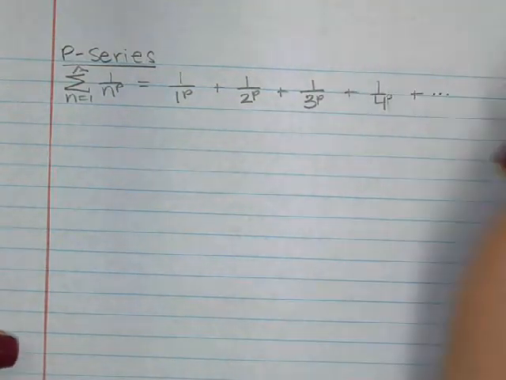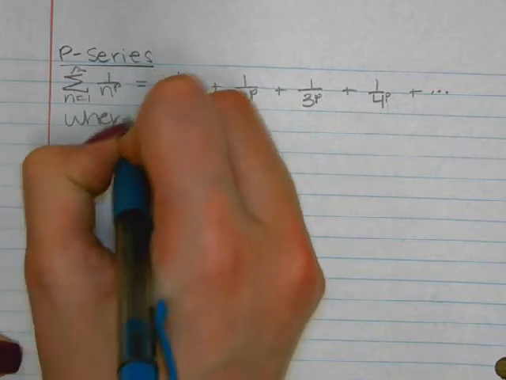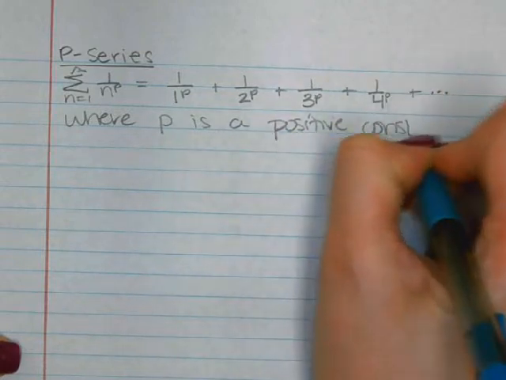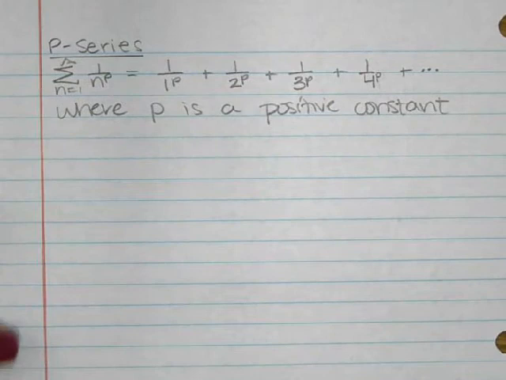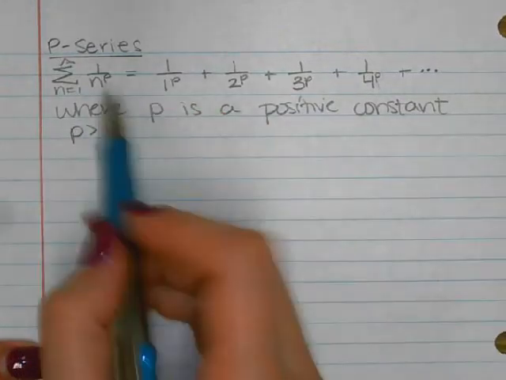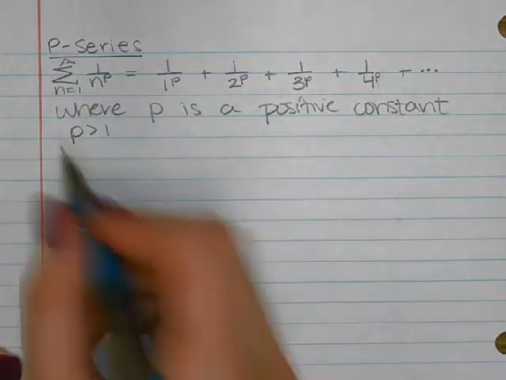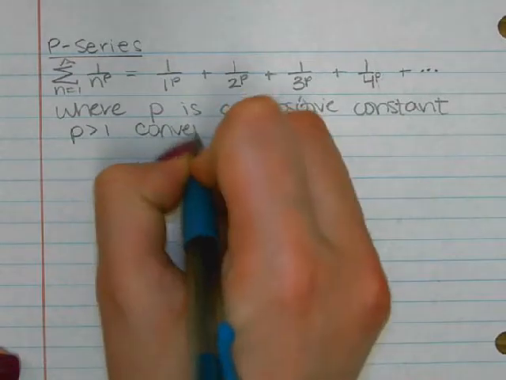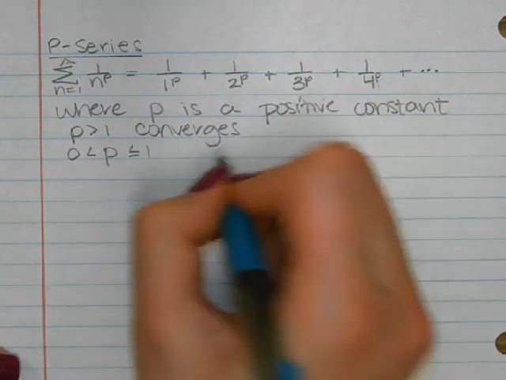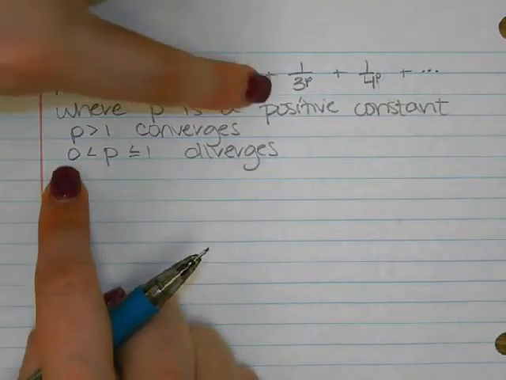And so on. So the p-value here is a positive constant. So the power of p is not a variable, it's going to actually be a constant, it's positive. So if the p-value is greater than 1, if this is like n squared, or n to the 1.3, or n to the 7/5, if p is greater than 1, then it's going to converge. If the p-value is between 0 and 1, then it diverges. So again, you can't have a p-value less than 0 because then it wouldn't be a positive constant.